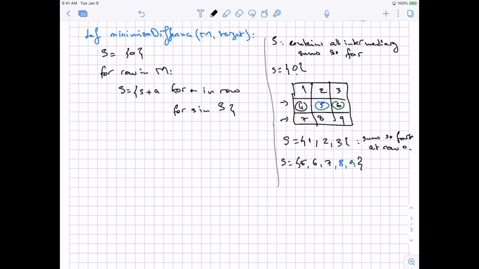And then at the end we need to return. We look at all the possible sums that we gathered so far. So this is just brute force, right? And we need to return the min of the absolute value of target minus X for, okay, let's keep the notation of lowercase s here, for s in S, right? So we just take the min difference between the target and all the sums.